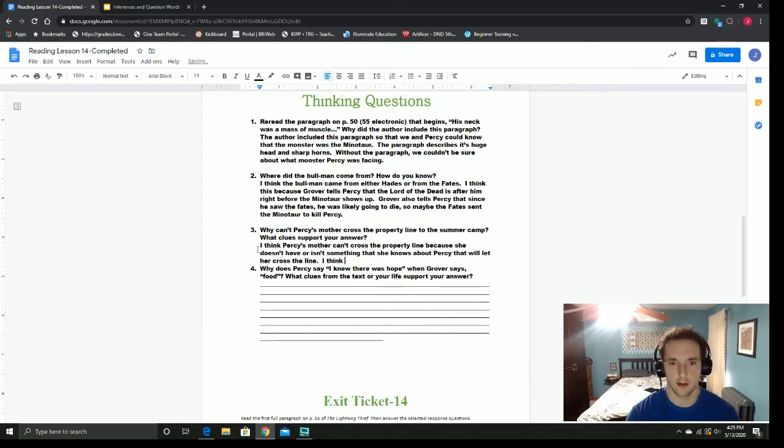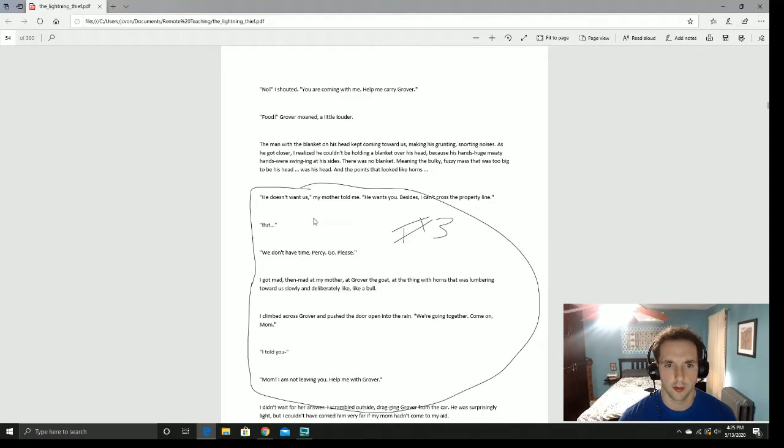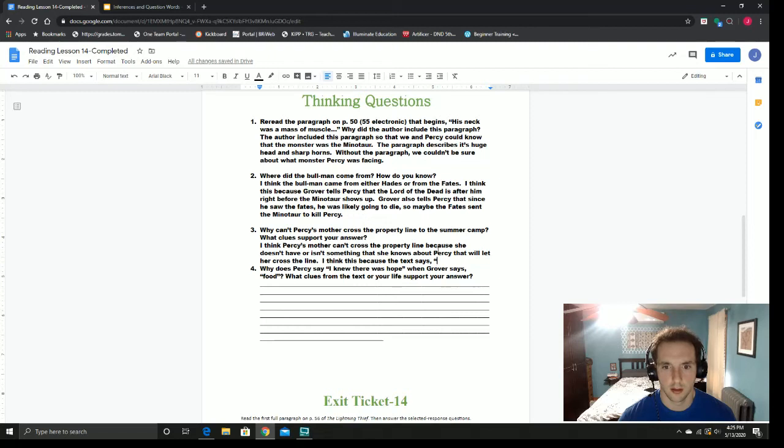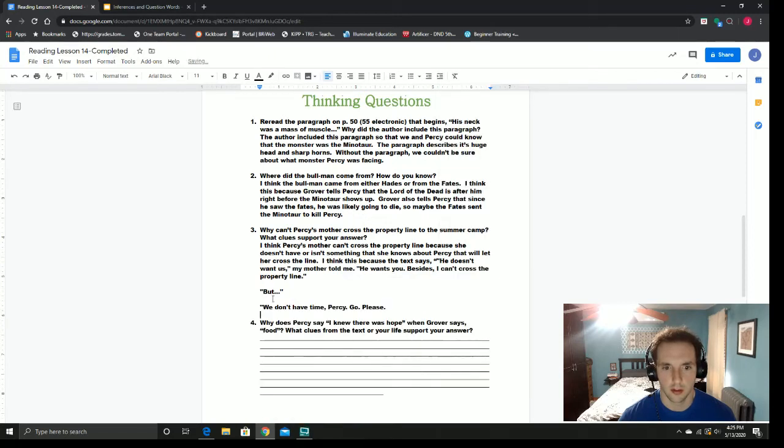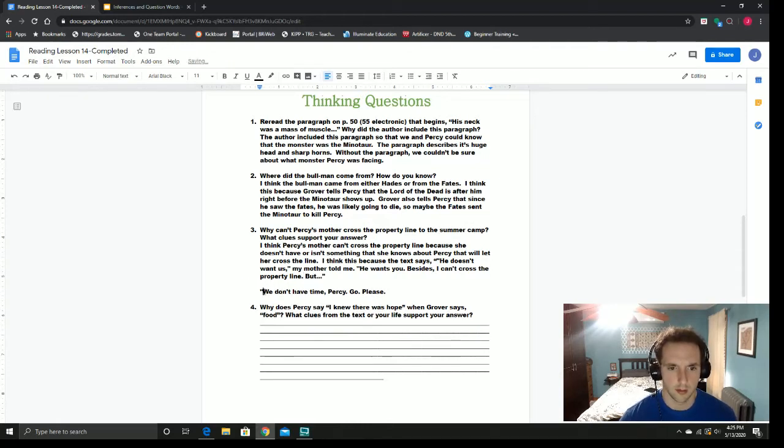I think this because the text says, make sure you put your comma and then quotation marks. Let's go up here again. I'm going to just use a, "He doesn't want us," my mother told me. "He wants you. Besides, I can't cross the property line." Can I copy this? That would be awesome if I can just copy and paste right here. I'm going to do a couple backspaces. There we go.